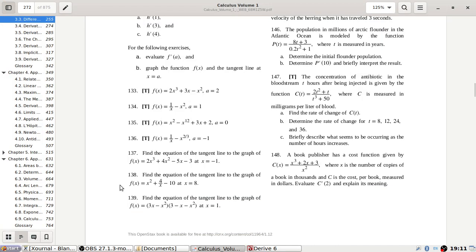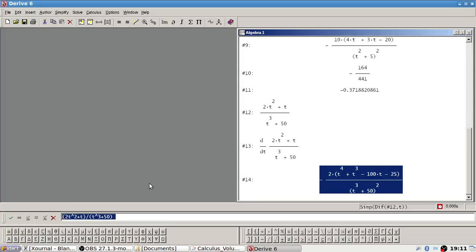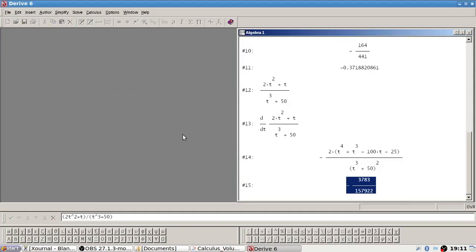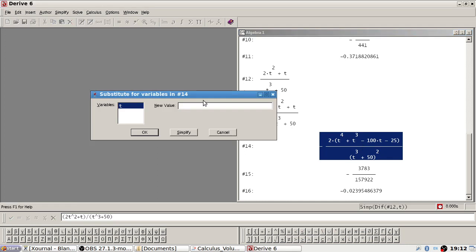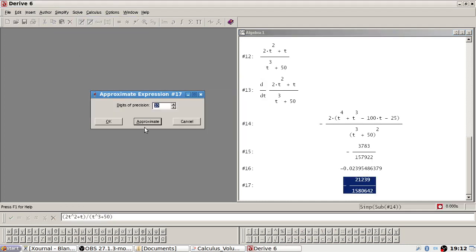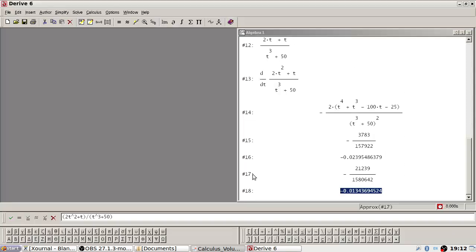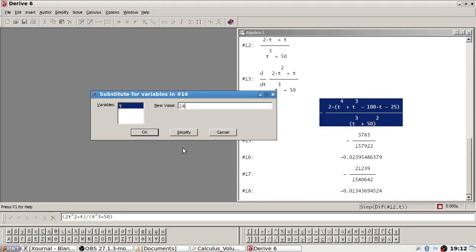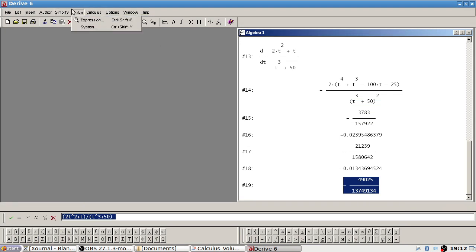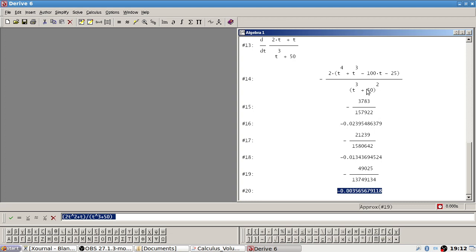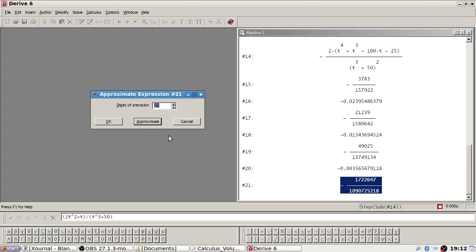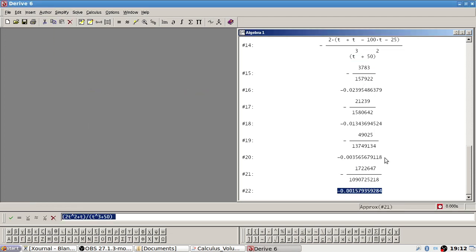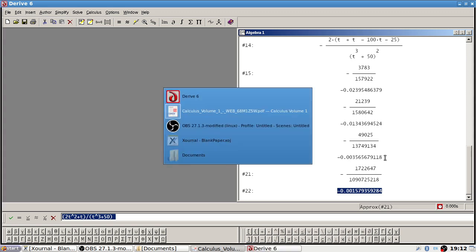Determine the rate of change at 8, 12, 24, and 36. Okay. 8. At 12, 24, and 36. So they're all negative. So that means the concentration is declining, it's leaving the body.